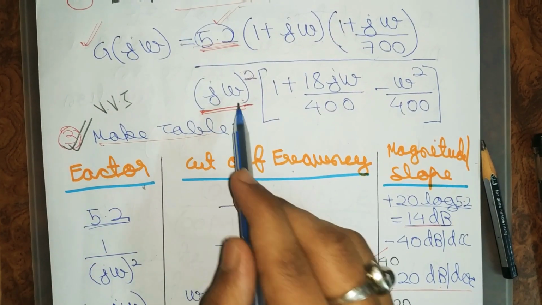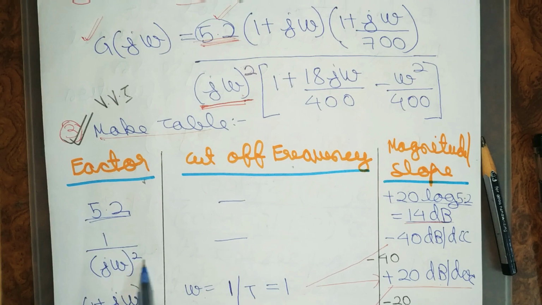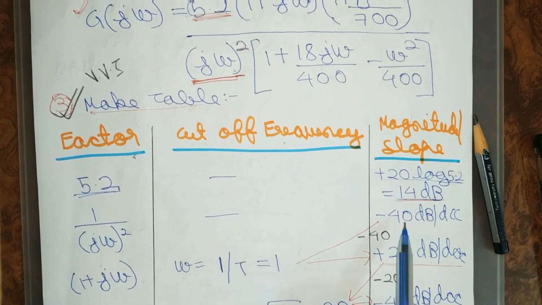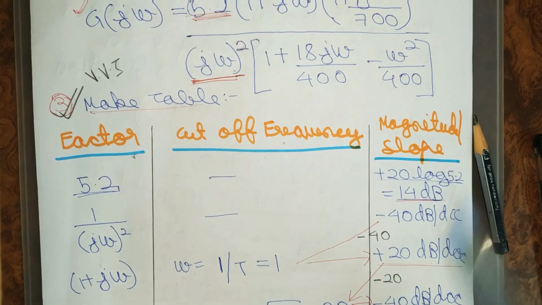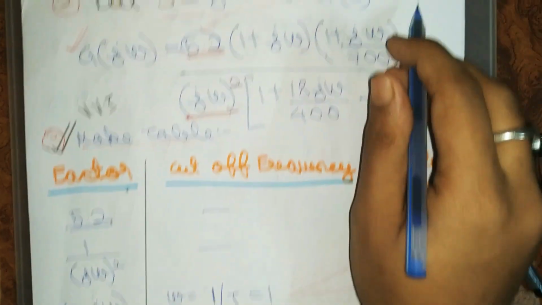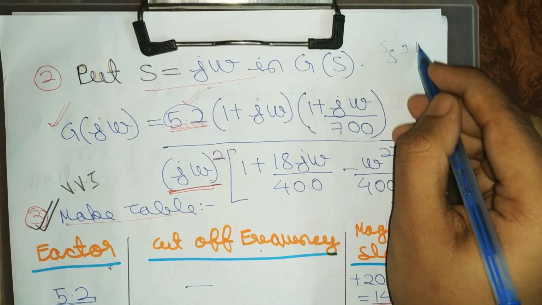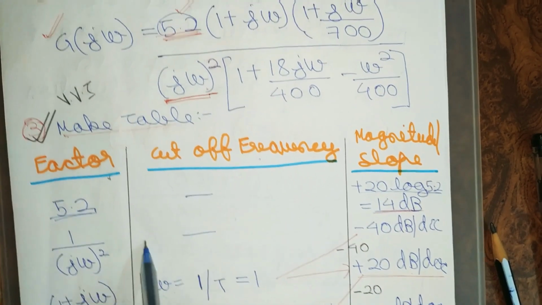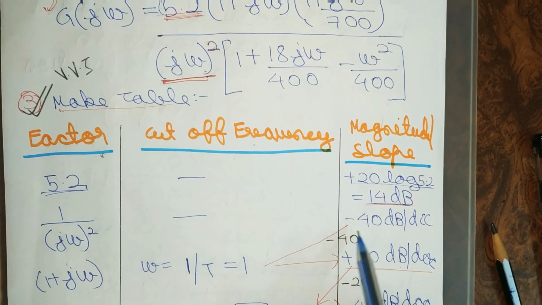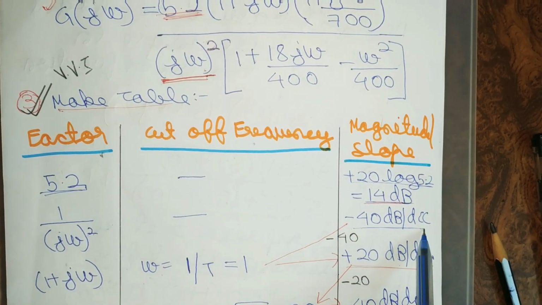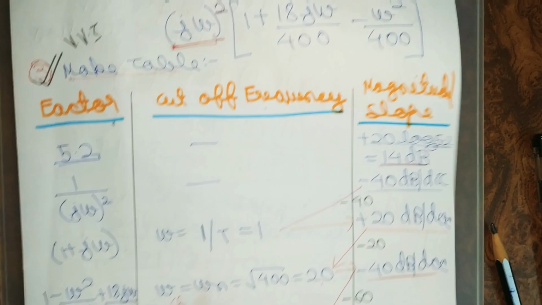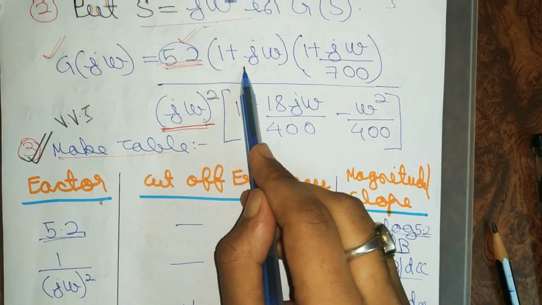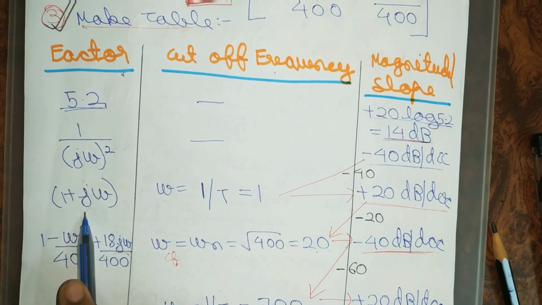Similarly, for this one, 1 by (j omega) squared. This is situated in the pole. Remember, I told you about s to the power plus or minus n. If it is situated in the pole and the power is square, it will become minus 40 dB/dec, and there is no cutoff frequency. Now comes 1 plus j omega.